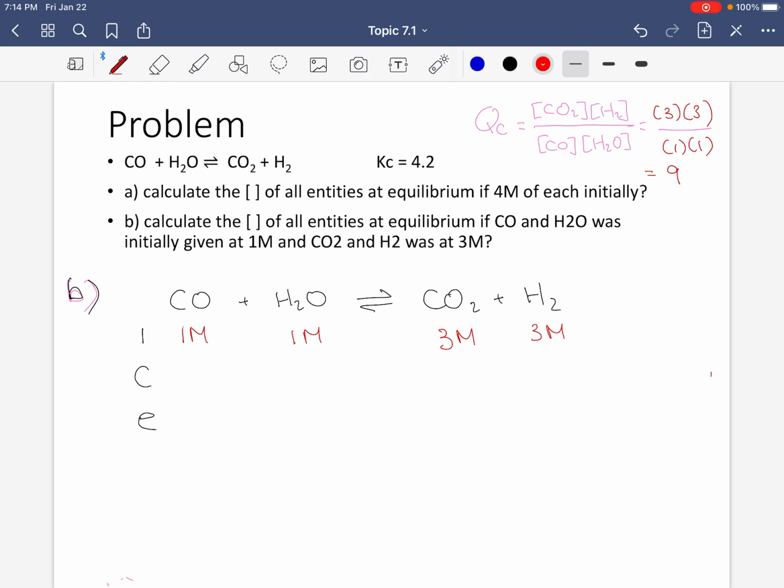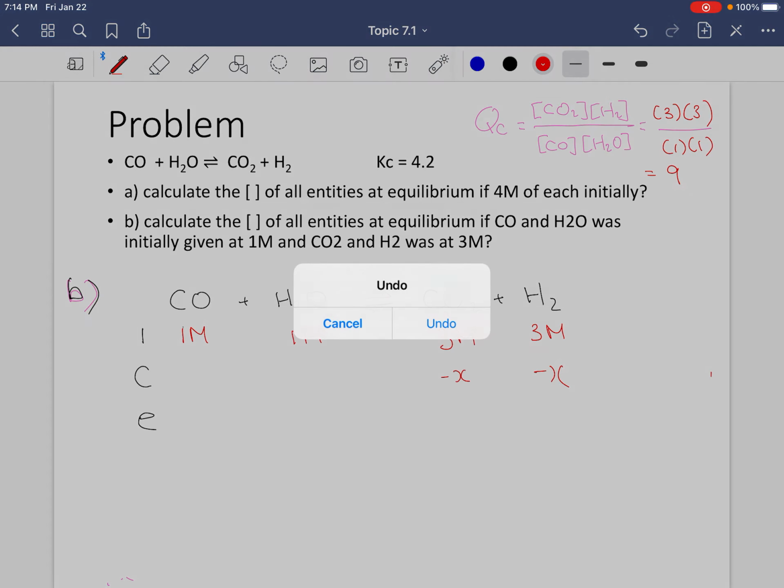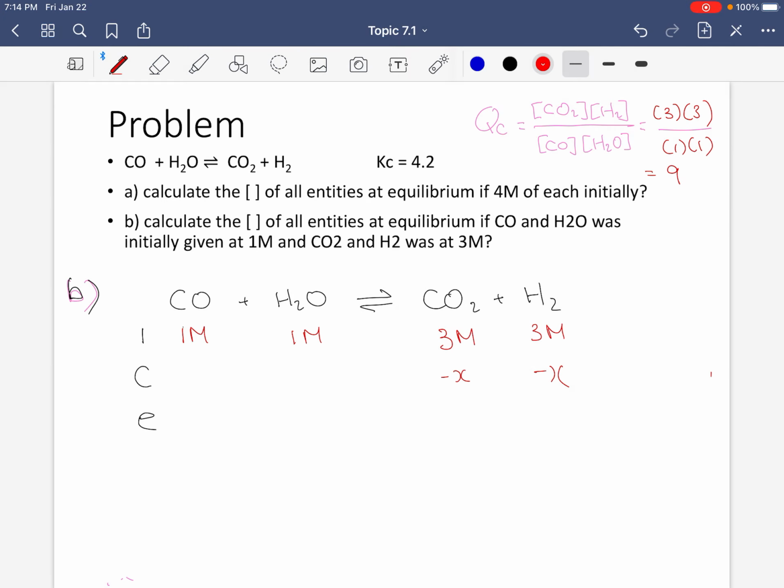So in this case, you're going back. Because you're going back, these are the ones that are going to be negative x. And for these will be positive x. Because you're going backwards, you're going to make more of these. Makes sense, right? So at equilibrium would be 1 plus x, 1 plus x. This would be 3 minus x, 3 minus x.